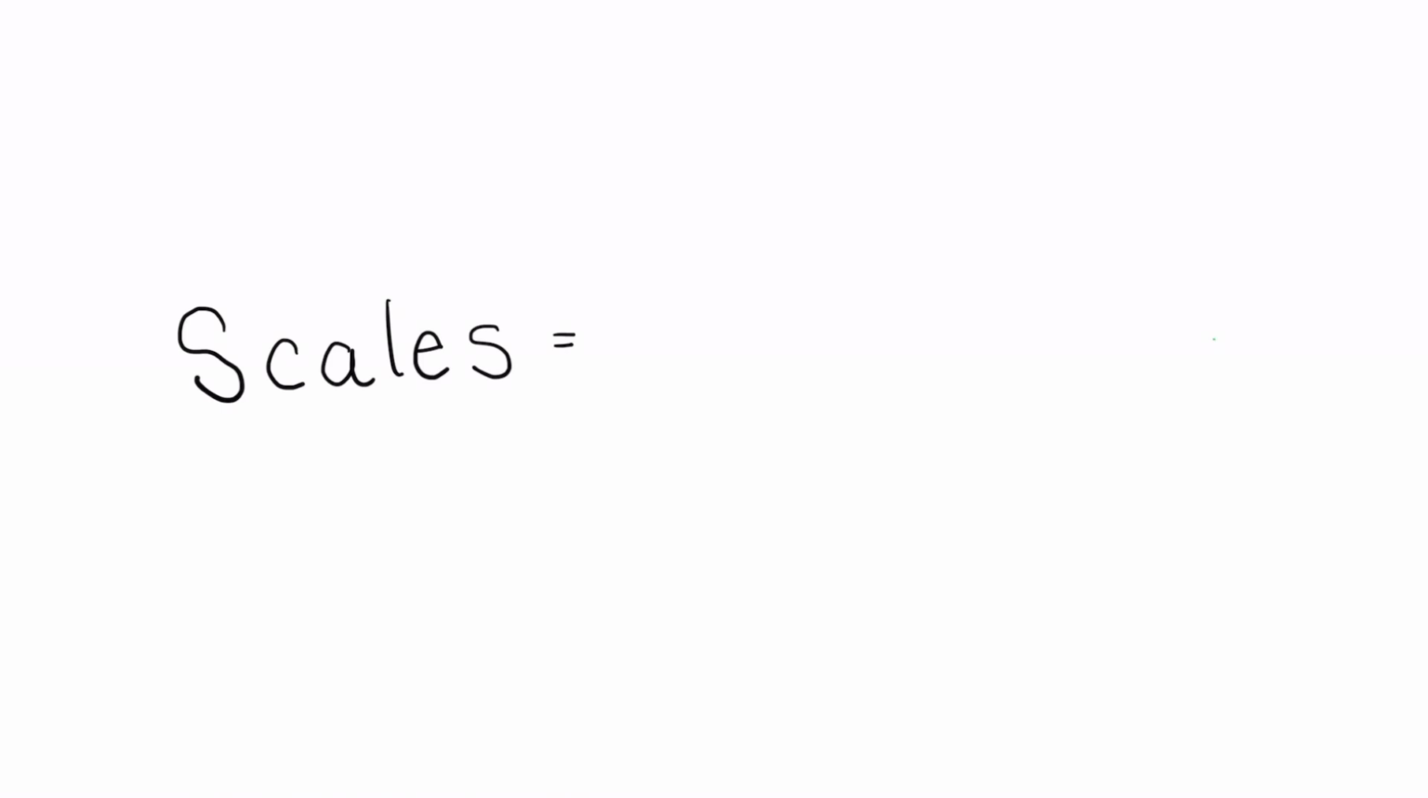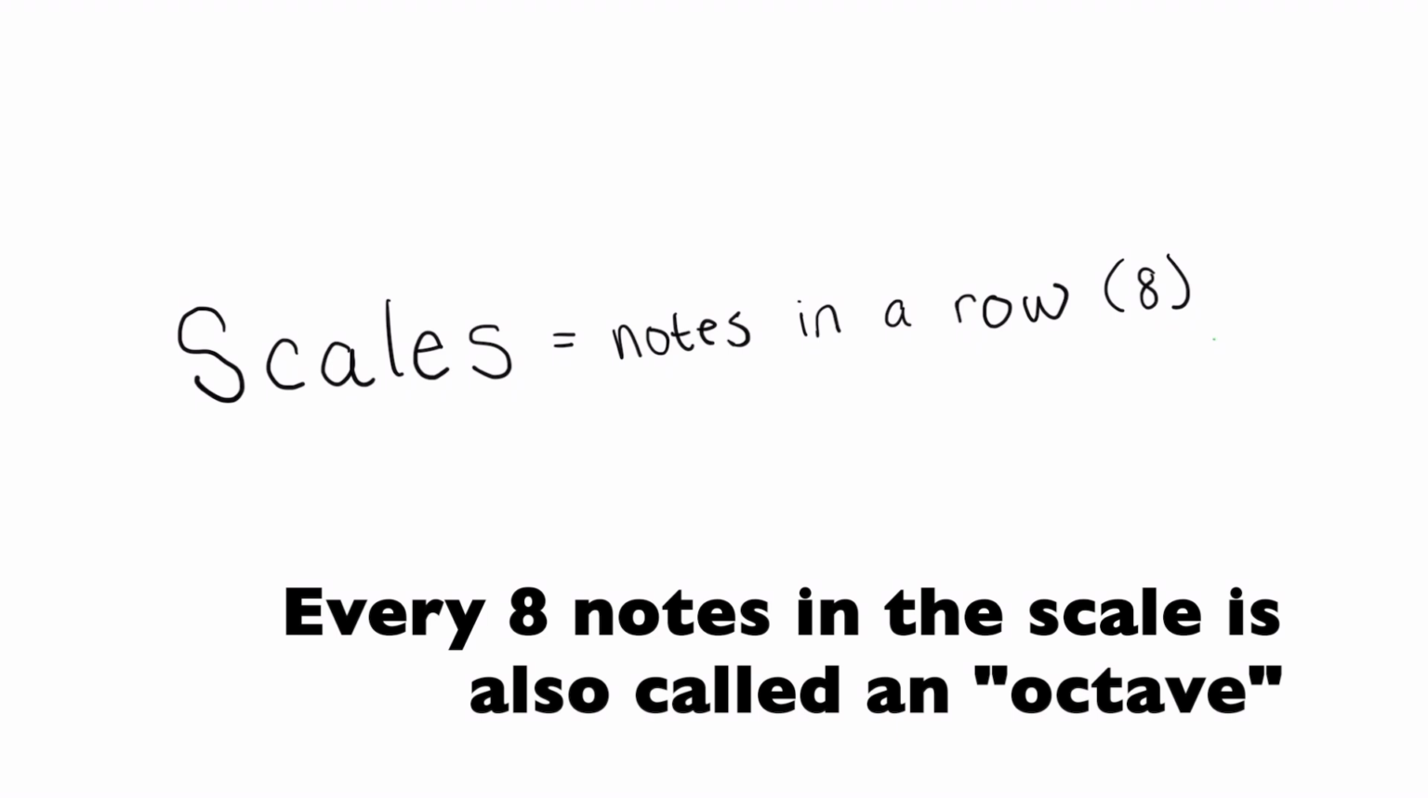In this video, we'll be talking about scales and how to make a scale and to know what notes go in a scale. When we say scales, we mean what notes we play in a row. Notes in a row. And usually we're talking 8 notes in a row.